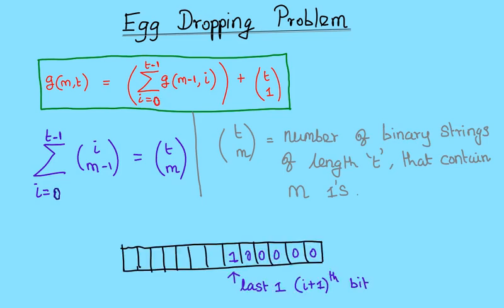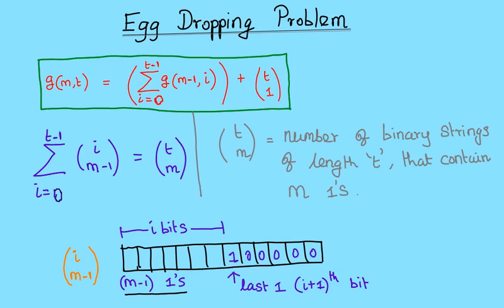Suppose the last one, that is the mth one, appears at the i plus 1th bit in the binary string. That means the first i bits contain m minus 1 ones. Number of binary strings of length i that contain m minus 1 ones is i choose m minus 1, and i can range from m minus 1 to t minus 1, as the last one, the mth one, can appear anywhere from 1 to the tth bit. Since i choose m minus 1 will be 0 if i is less than m minus 1, we can take that i can range from 0 to t minus 1. This will generalize our result to all possible values of m.